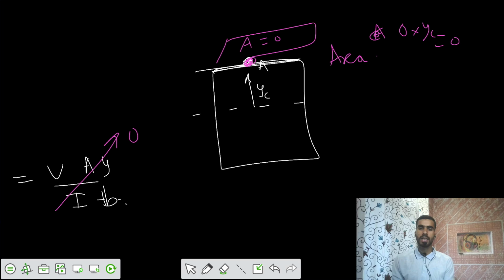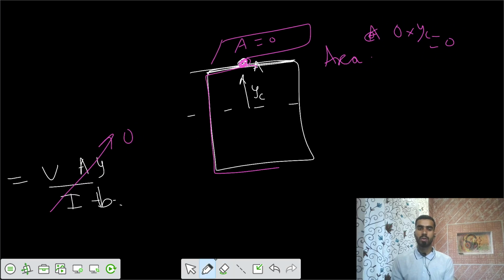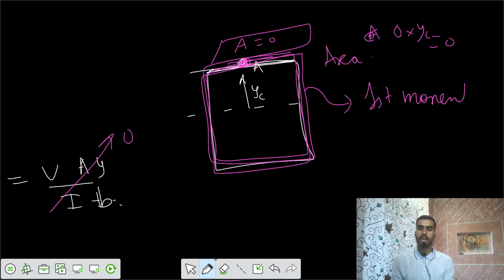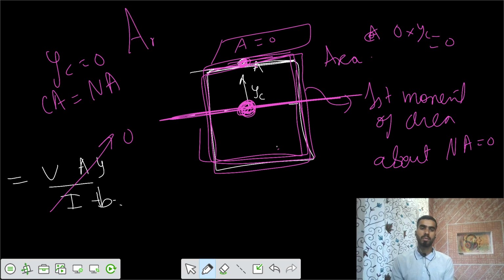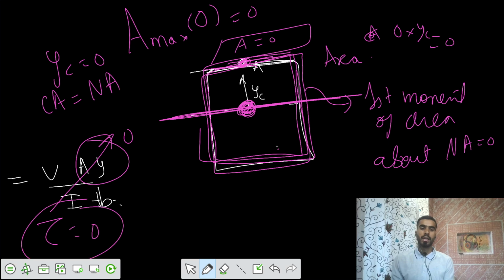Now if you want to take the area below the point A, that equals the total entire area, and we know that the first moment of area about the neutral axis equals 0. So if you calculate the first moment of area from the neutral axis, your y c equals 0, because the centroidal axis equals the neutral axis. That means area is there, no doubt, area is maximum there, but your centroid is 0. So overall value of A y equals 0. That means shear stress is 0 at the ends.